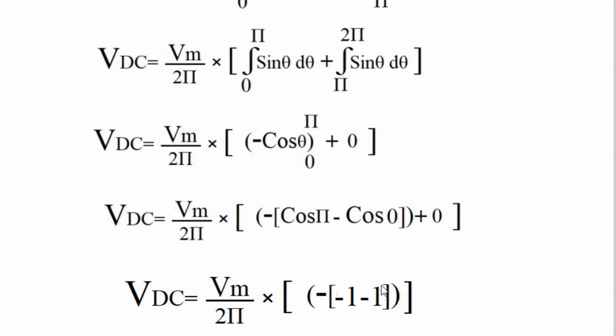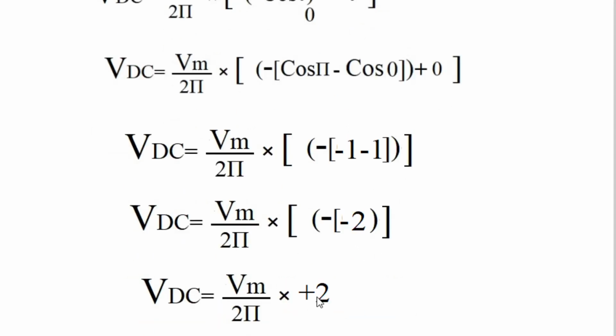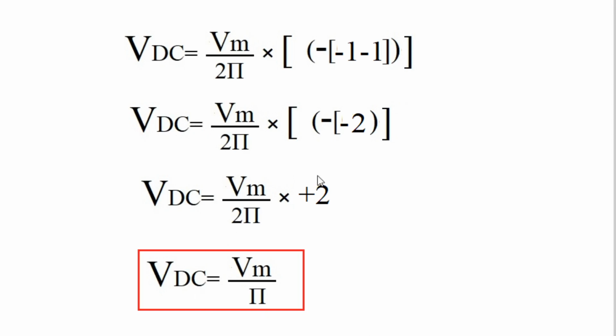So this cos 0 is 1, and this minus sign is because upper limit minus lower limit. So inside the bracket you will get minus 1 minus 1, which is minus 2, and outside the bracket, because the integration of sin x dx was minus cos x, you will get plus 2. So minus 2 and then plus 2, and VDC is equal to Vm upon 2 pi. That will be very simple here. This plus 2 and this plus 2 will get cancelled, and VDC is equal to Vm upon pi.